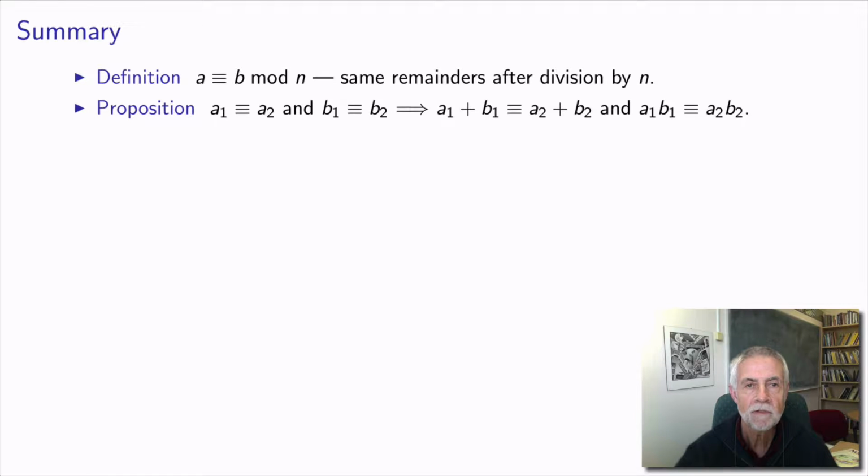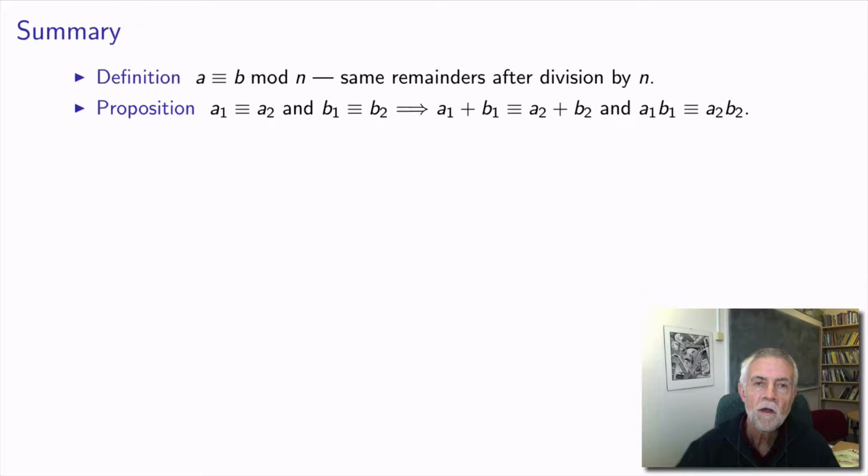So now let's summarise what we've done in this section on modular arithmetic. We began by saying that two numbers, a and b, are equivalent modulo n, or congruent modulo n, or even just equal modulo n, if they have the same remainders after dividing by n, or equivalently, if a minus b is divisible by n.